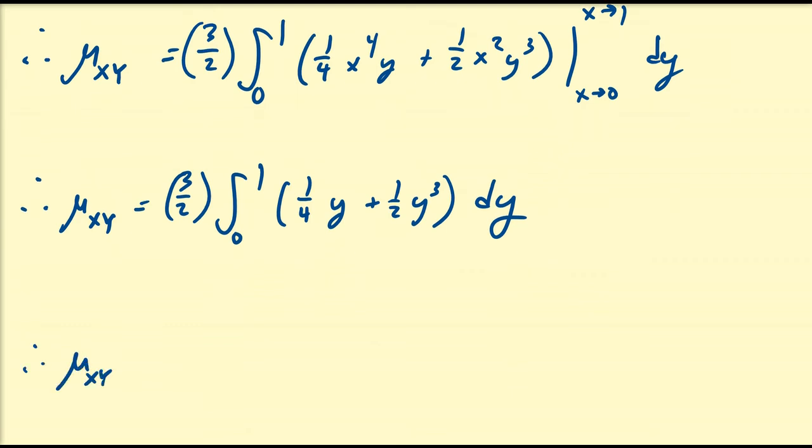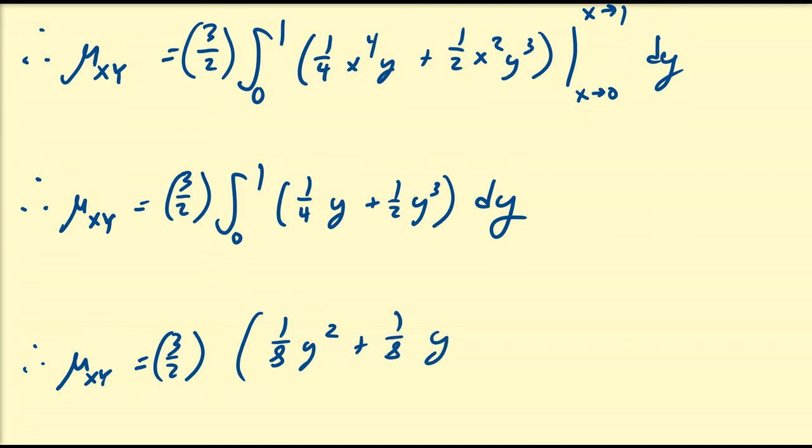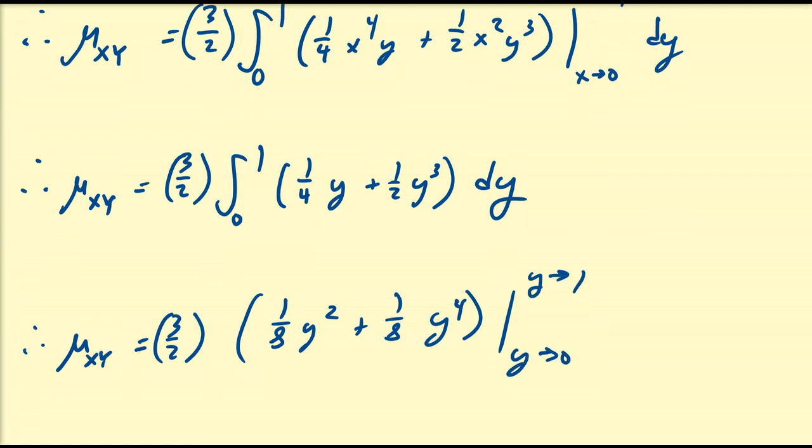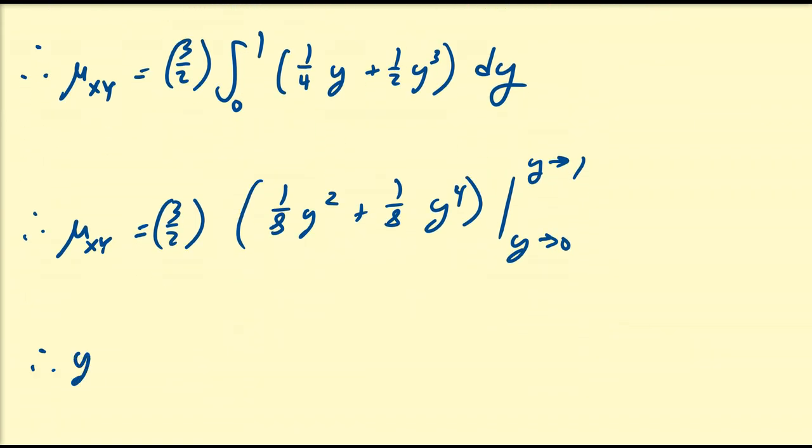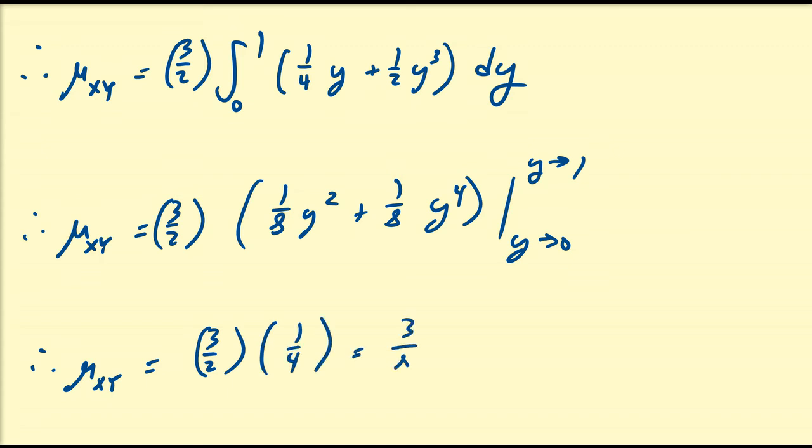So now we're going to integrate with respect to y. So y is going to increase to a power of 2. So we're going to have 1/8 y squared plus, y is going to increase to a power of 4, so that's going to turn into 1/8 as well. Y goes to 1, y goes to 0. So that means mu xy is going to be equal to 3/2 times 1/8 plus 1/8, which is 2/8, which is 1/4, which is going to be 3/8.